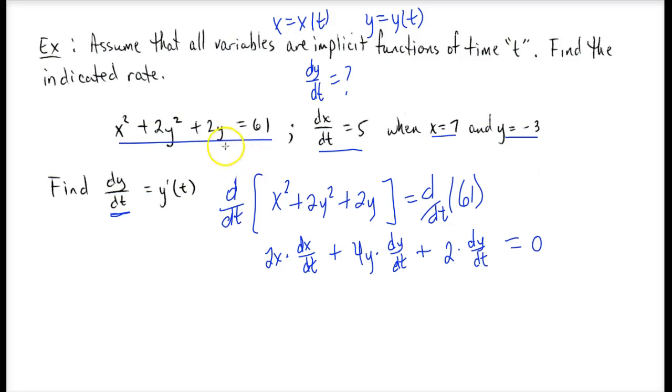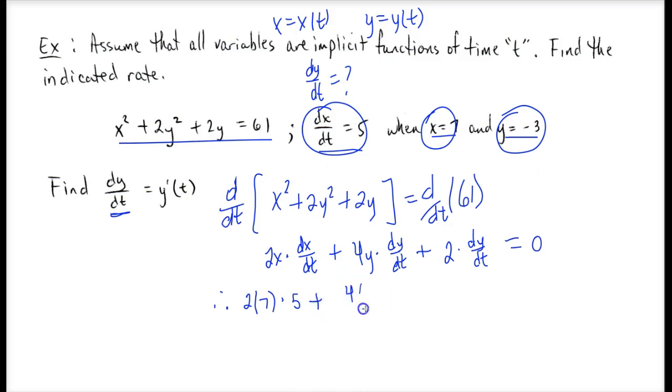So now that we know this information, we can go ahead and substitute in what x and y and dx over dt are. So this will be 2 times 7 times dx over dt, which is 5, plus 4 times y, which is negative 3, times dy over dt, which is what we're solving for, plus 2 times dy over dt, again what we're solving for, and that equals 0.